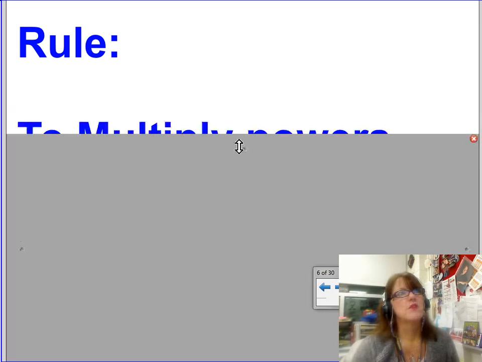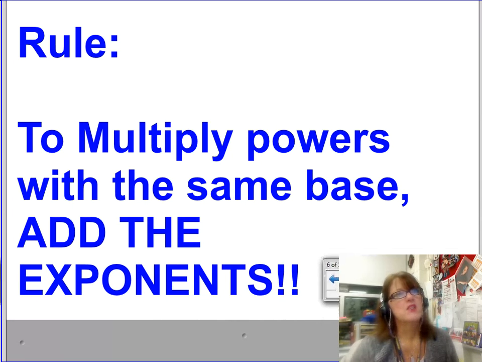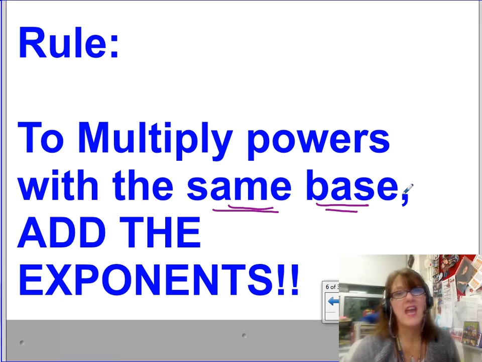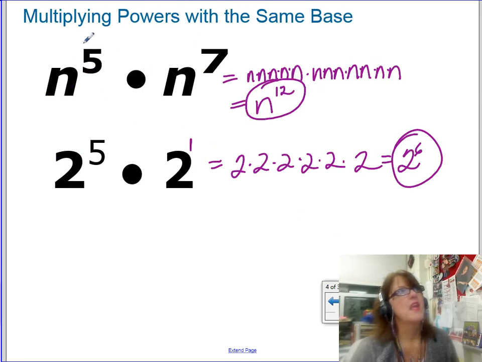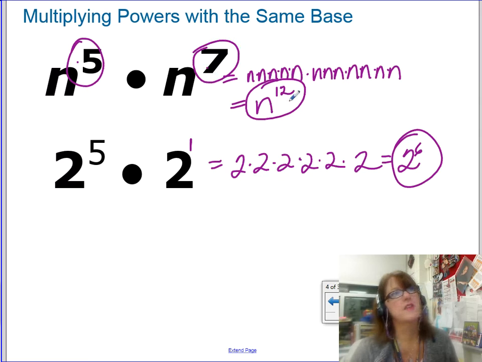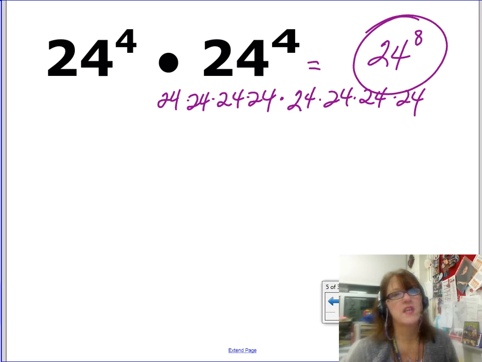There is a rule, and here's what the rule is going to be. To multiply powers with the same base, and that is the key right there, when you're multiplying powers with the same base, you simply add the exponents. Add the exponents. Let's go back and look at all the examples that we just did. Here's a 2, here's a 3. Same base, 6 to the 2 plus 3 is 5. Powers of C, 2 plus 4 is 6. N to the 5th, N to the 7th, 5 plus 7 is 12. 5 and 1, that's why I purposely wrote that 1 in there, is 2 to the 6th. The last one here, 24 to the 8th power.